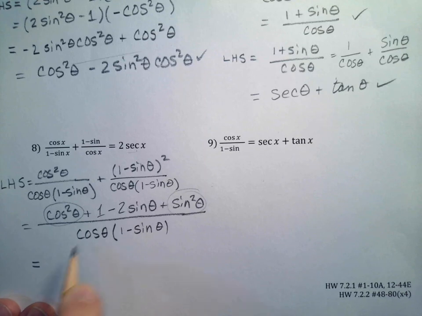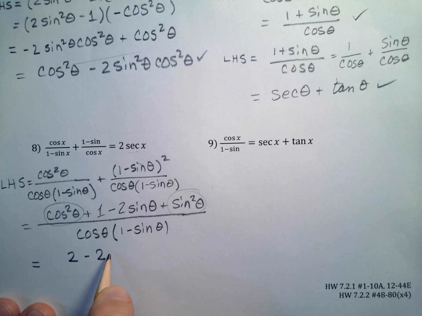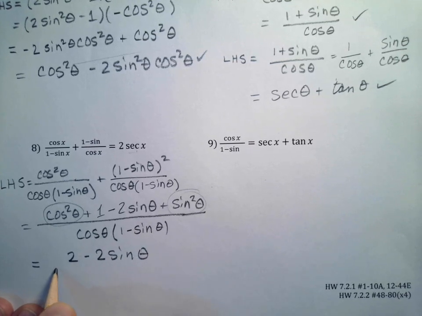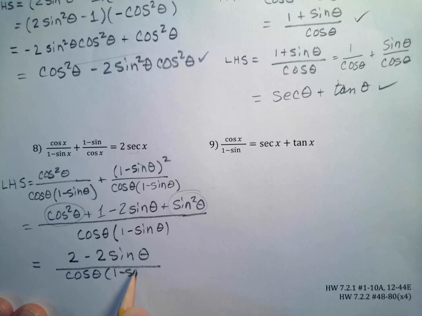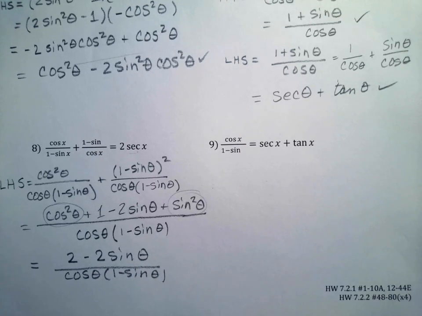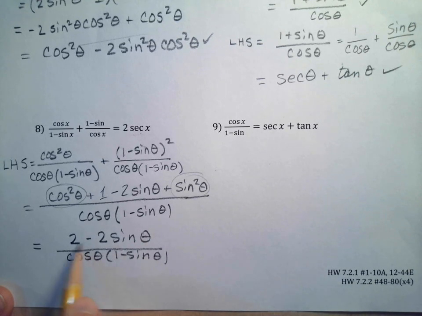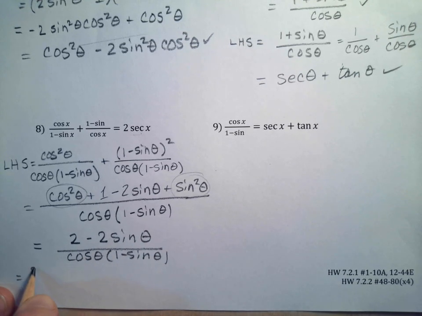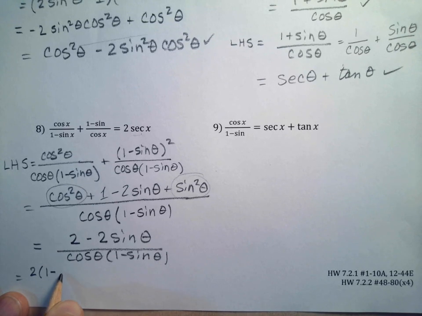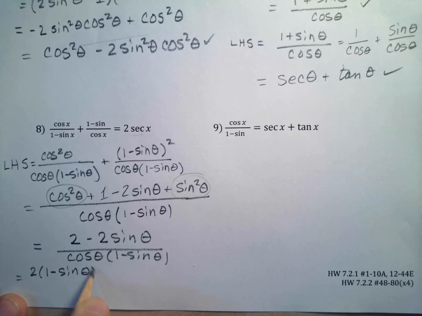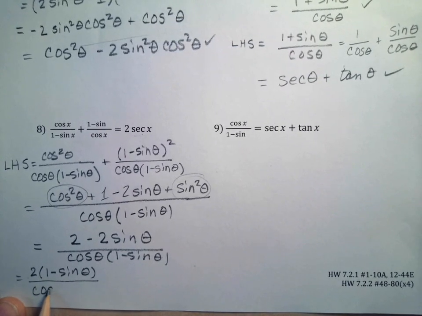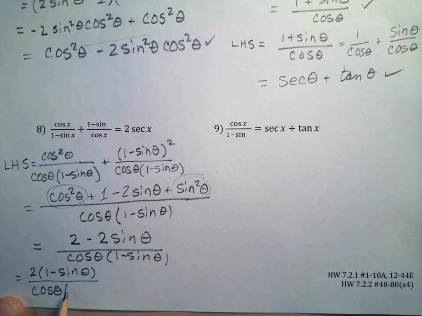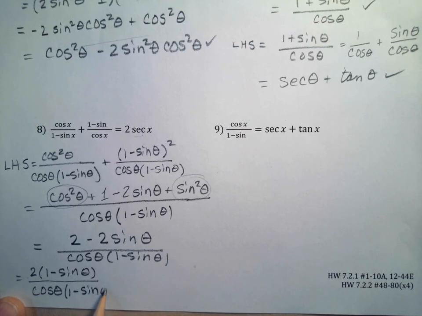So maybe I could just go ahead and say that's 1 plus that 1, and I'm going to write that as 2 minus 2 sine theta over cosine theta, 1 minus sine theta. Sort of running out of room here. I should have written smaller. And now I'll factor a 2 out. So we have 2, 1 minus sine theta, factoring that 2 out of the numerator, over, and again, still leaving this in factored form on the bottom.